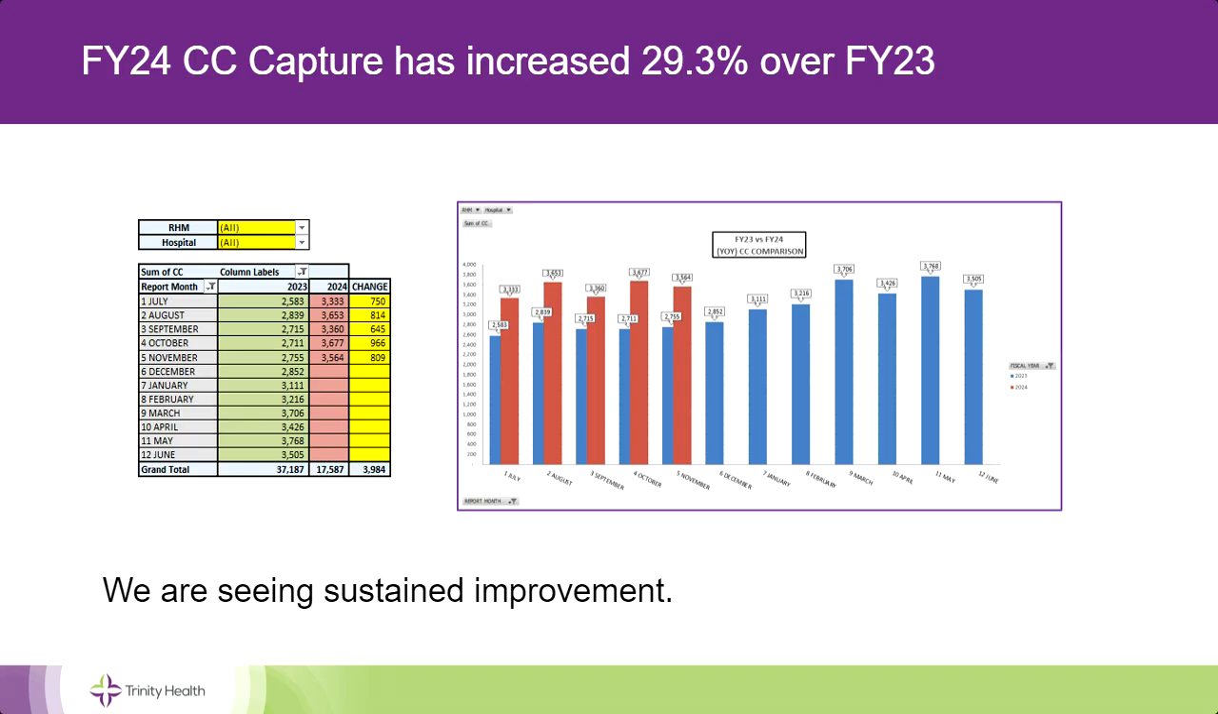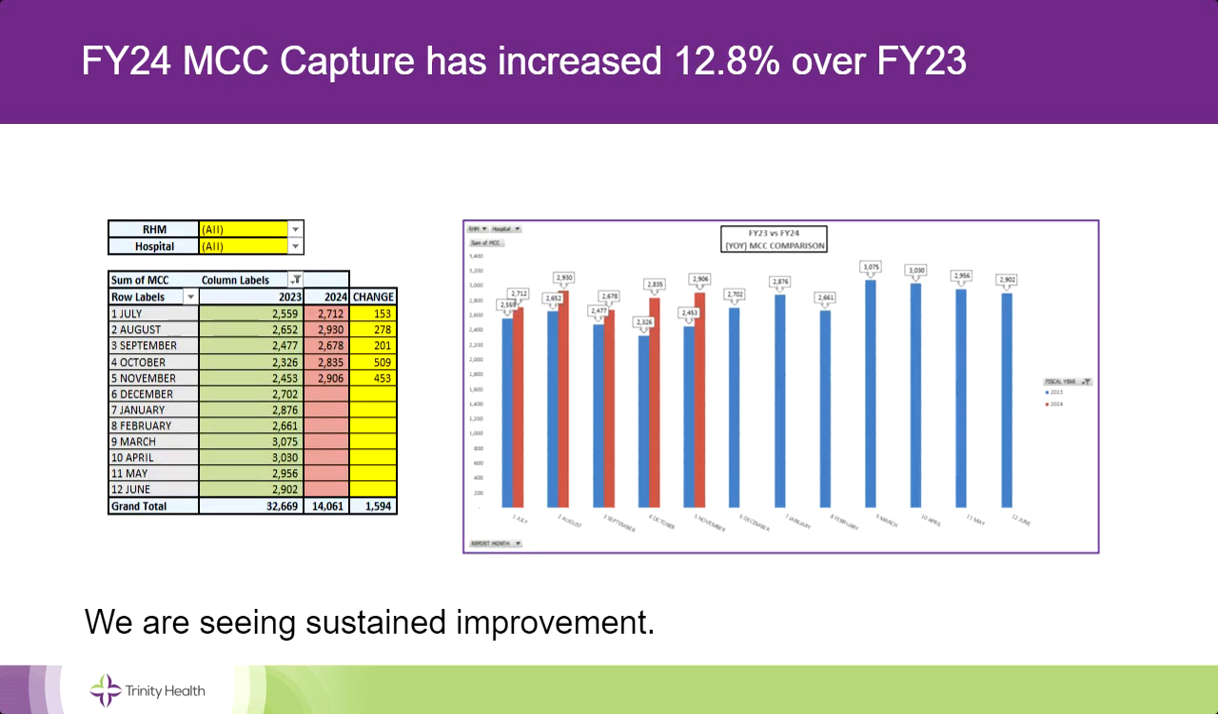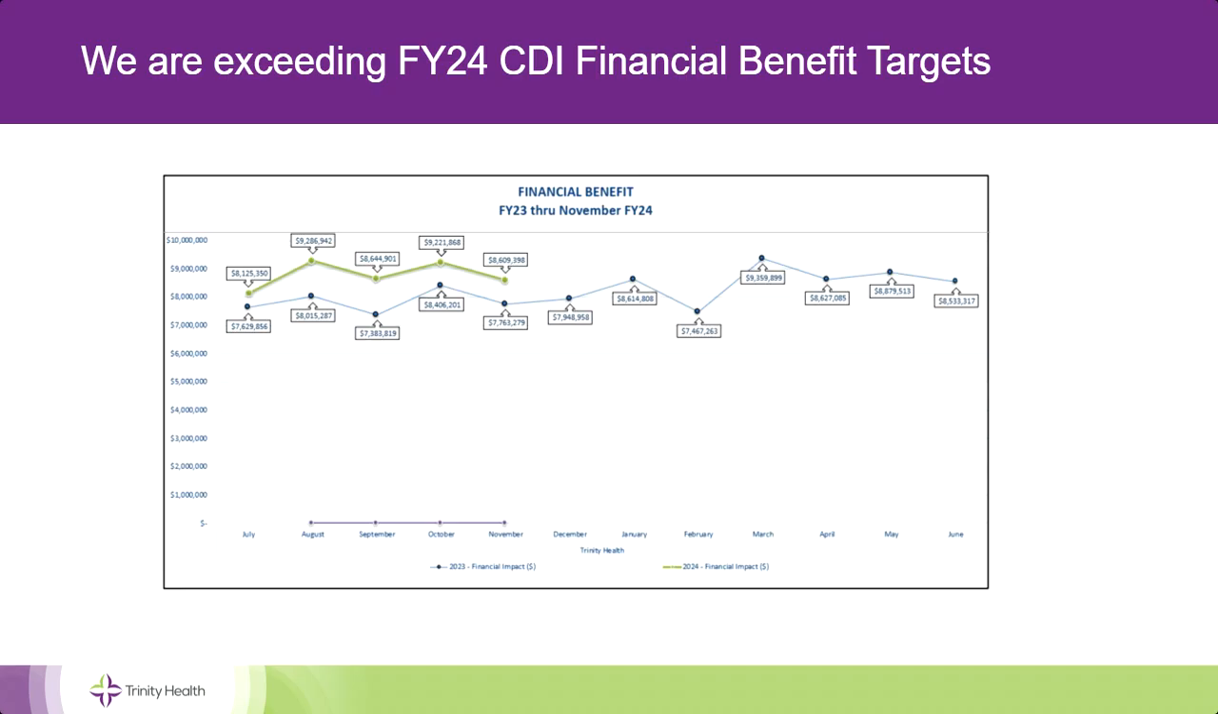It's up 29.3% over fiscal year 23. And our MCC capture is increased 12.8% over last year. Our financial benefit target, and Judy shared, we're targeting about $100 million across our 47 CDI programs, and we are still ahead of where we would have anticipated to be fiscal year to date for our financial benefit targets.